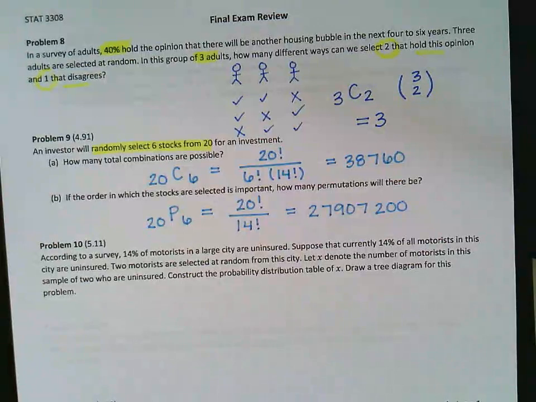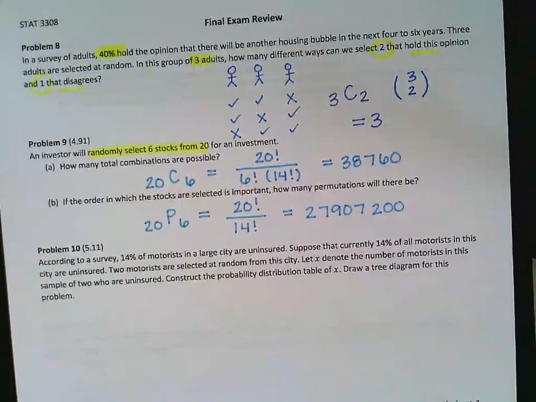matters that you chose that number 1 and then number 2 and then number 3. So like order actually matters in the way you selected the stocks. Okay, so there's 27, almost 28 million different ways that could happen. And that takes us through chapter 4, okay?